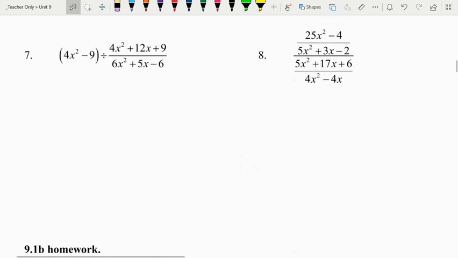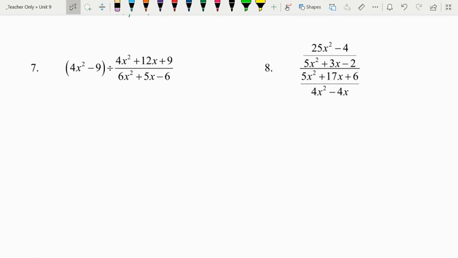Couple more examples. On number 7, if you notice, you're probably thinking, okay, wait, we don't have a fraction, right? But think about it. Anything can be written as a fraction. Just put a 1 in the denominator. So if I start reducing that one, this becomes 2x minus 3 and 2x plus 3 because it's the difference of squares.